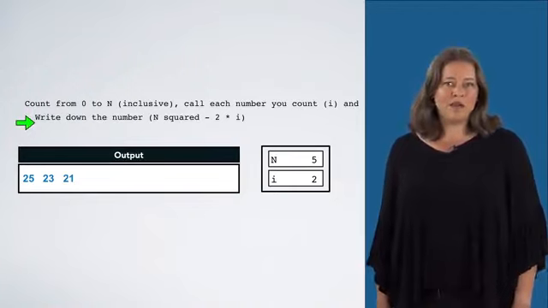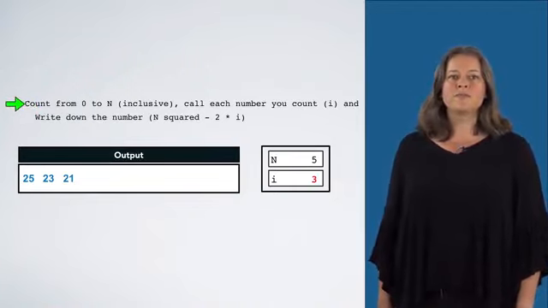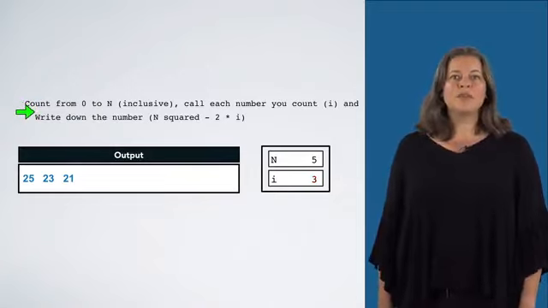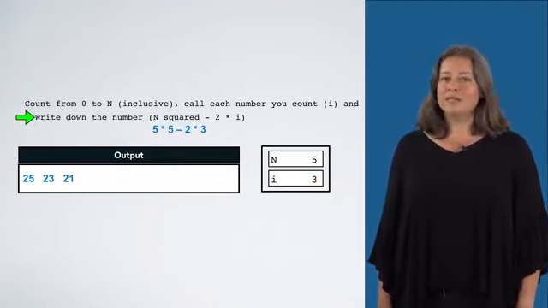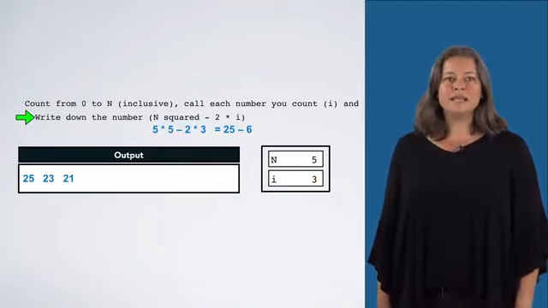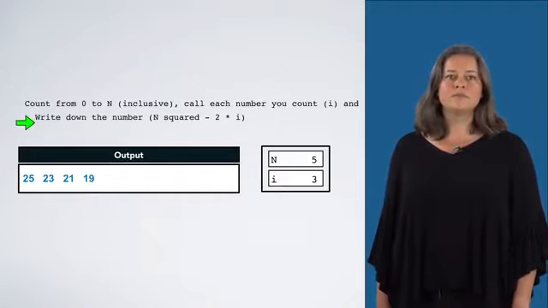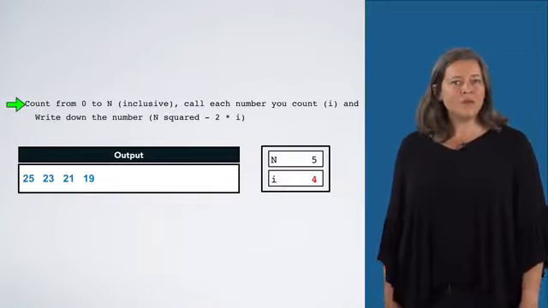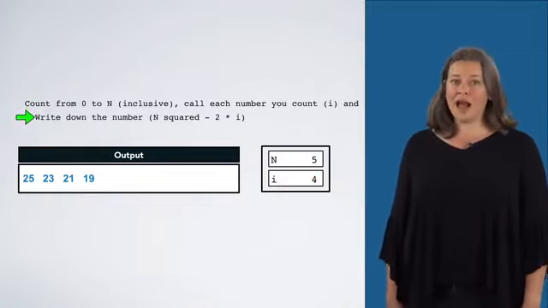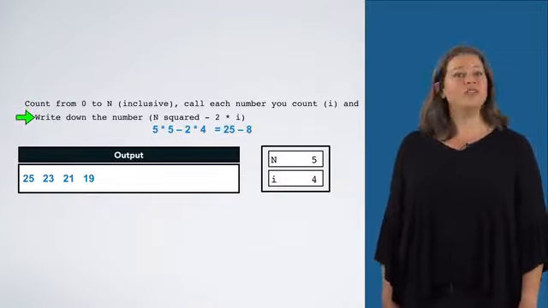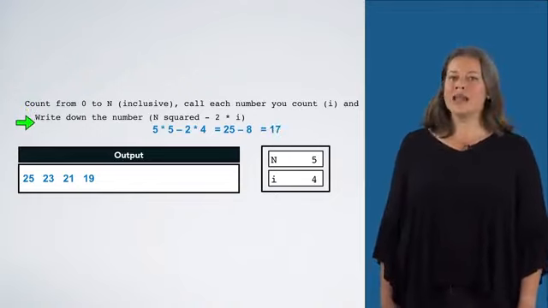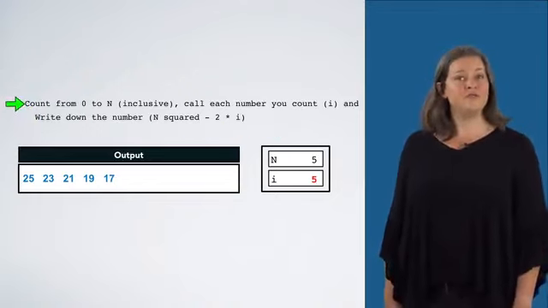Now we're working on I with the value of 3. We're going to write down the number n squared minus 2 times I, 25 minus 6, which is 19, into our output box. And we're going to keep doing this, for I having the value 4, which is 17. For I equals 5, which is 15.